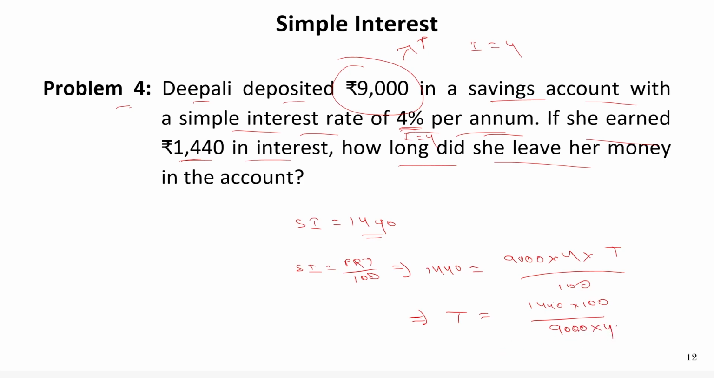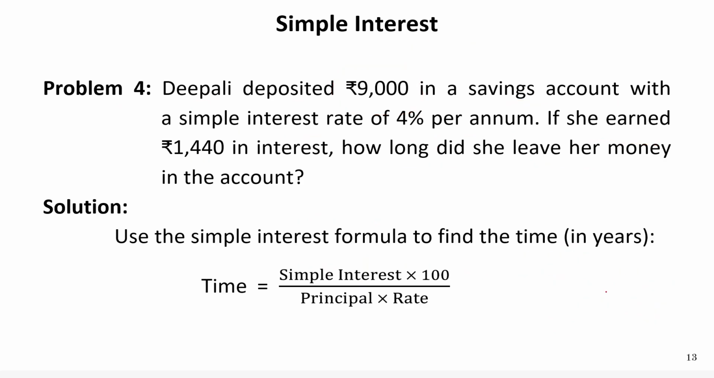So this will be what? Cancelling the zeros out from the numerator and denominator, what we are left with is 144 by 9 into 4, that is 144 by 36. So it will be 4 years, right?